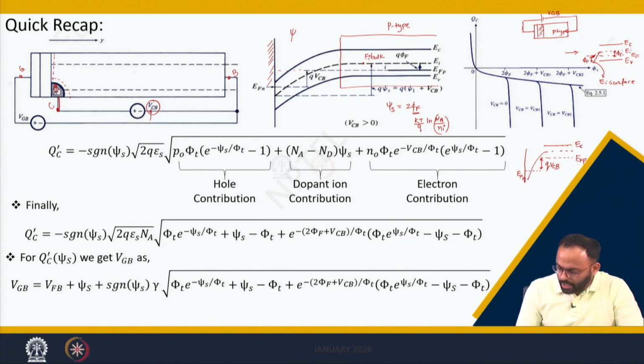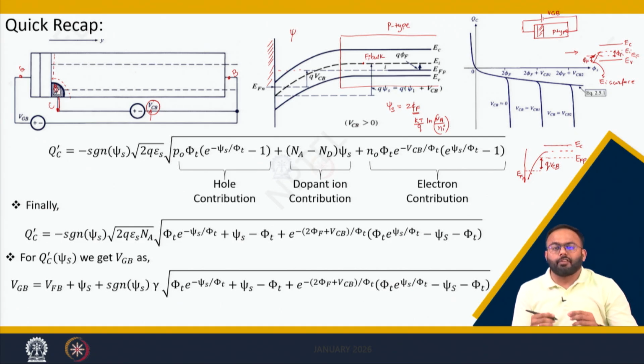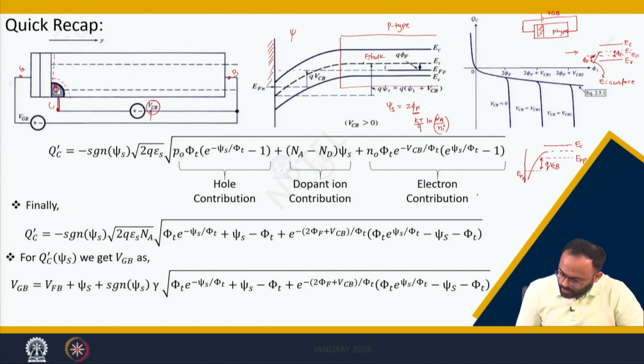So, the total bending should be in such a way that the surface potential should compete with the rise in VCB, and hence the total electron concentration at the surface can be written as N naught e to the power of (psi bulk minus psi surface) into e to the power of (EFN minus EFP) divided by kT, here also divided by kT. This is the total surface potential, and this quantity is nothing but e to the power of minus VCB divided by phi t.